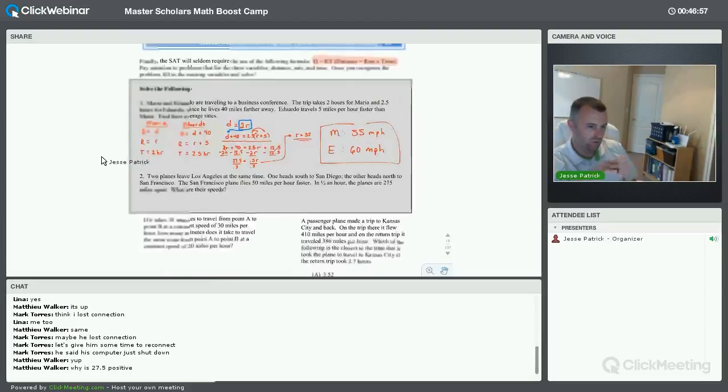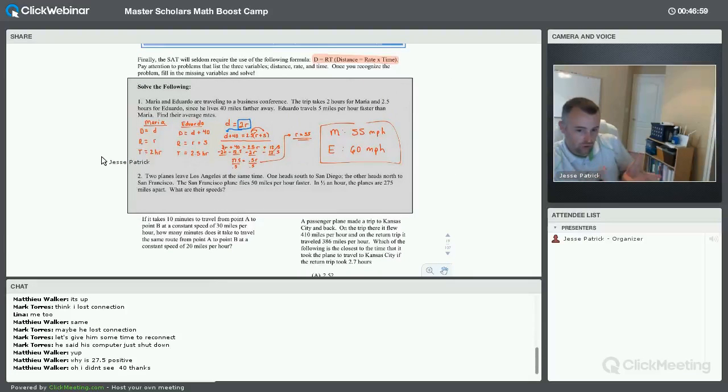Like I said, there's no trick to these. You just gotta write out your distance, your rates, your times, fill in the blanks, and that's what I'll do in the next one as well, and set up the equation accordingly.